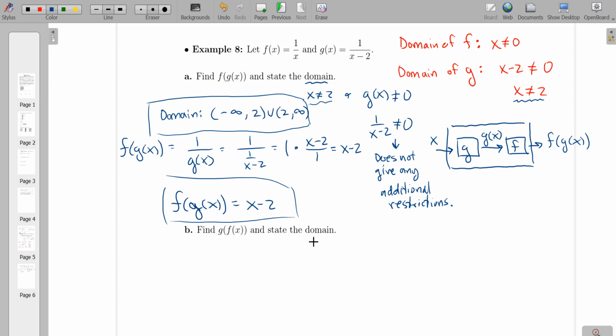I'm assuming you've done that. Now let's work through the issues with part B. All right, so let's start with domain. This time my diagram looks different because we're doing g of f of x. So f comes first. We're sending x's into f. They're coming out as f of x, and then we're sending those into g.